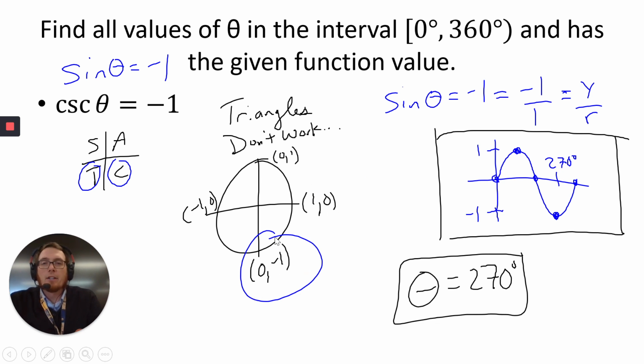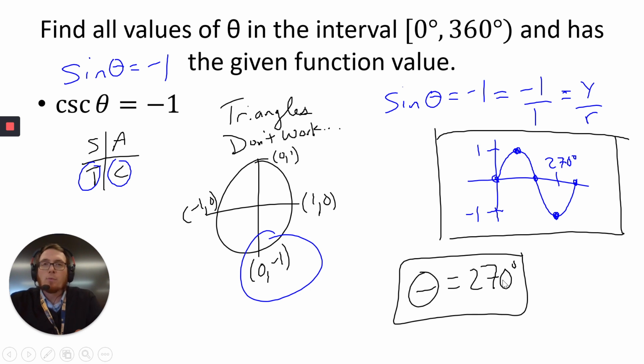And it's this one down here because the opposite, or the y value, is negative 1 divided by r, which is 1. You could find it that way from this picture. You could also find it by the sine graph. I like using the sine graph sometimes because it dictates it a little bit differently. So if it was 90, it would have been 1. So 270 is the only answer.